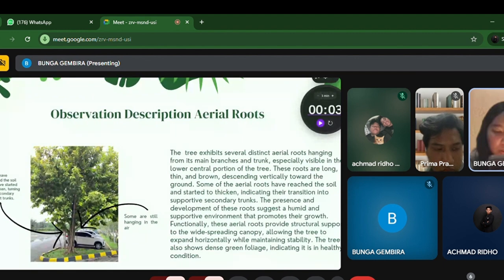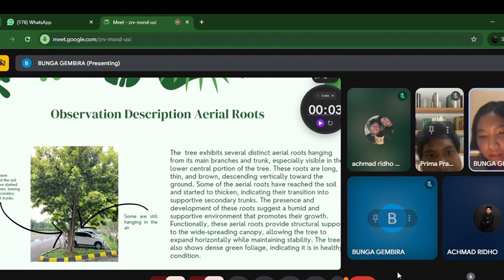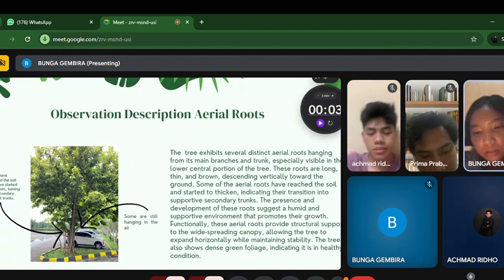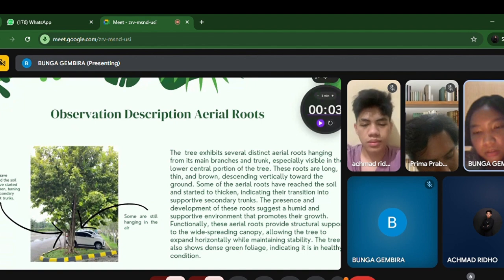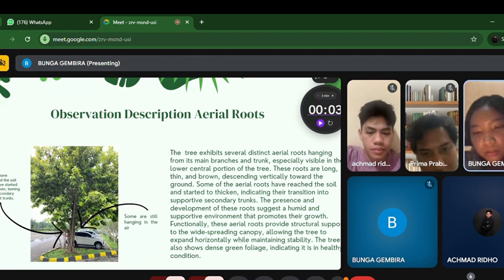a supportive environment that promotes their growth. Functionally, these aerial roots provide structural support to the wide spreading canopy, allowing the tree to expand horizontally while maintaining foliage, indicating it is in healthy condition. We can see from the picture some are still hanging in the air and some have reached the soil and have started to thicken, turning into secondary support trunks.